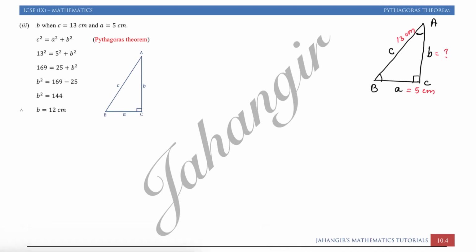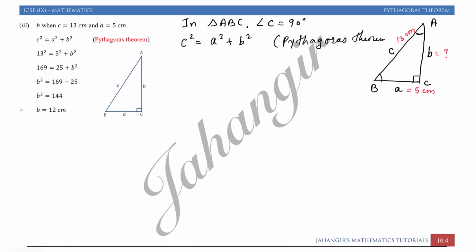So by Pythagoras we can say, again before that we have to write which triangle we are taking. In triangle ABC, which angle is 90, you have to mention that angle C is 90 degree. So we can say C square is equal to A square plus B square. Reason is very important. If in case I am not writing the reason, you have to write it. Pythagoras theorem. So C is 13 square, it is given. A is 5 square plus B square.